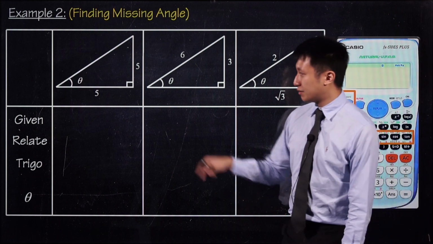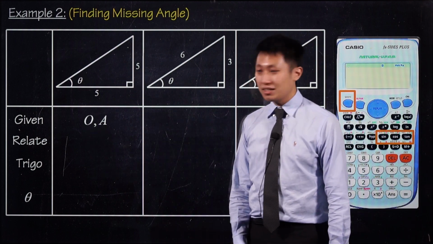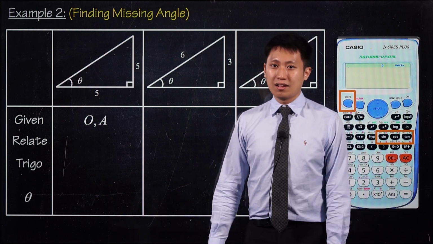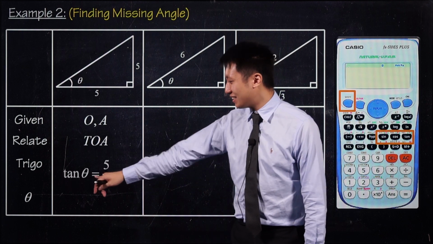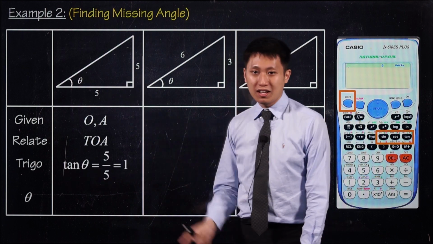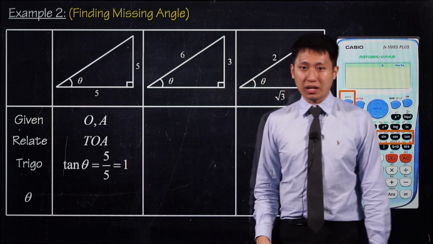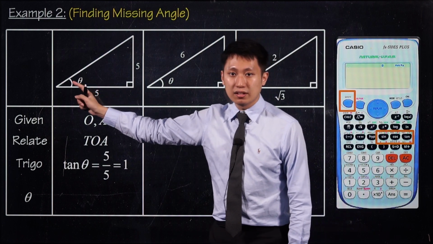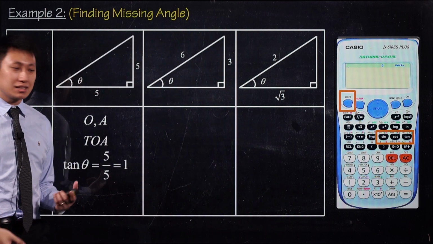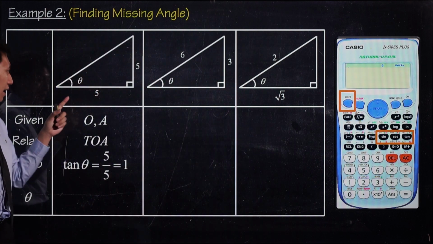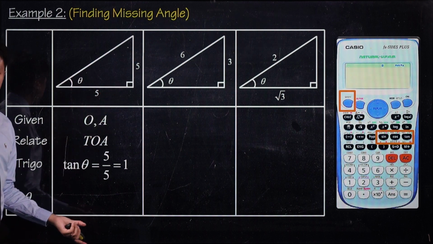Okay, you see this? What is given? Opposite and adjacent. OA is given, so you can relate what? TOA. Tangent is opposite over adjacent, so it's 1. Tangent theta is 1. Now I want to find the angle, so it's like the reverse process. Just now I wanted to find the side, so I directly take the sine, cosine, tangent of theta, then I'm done.